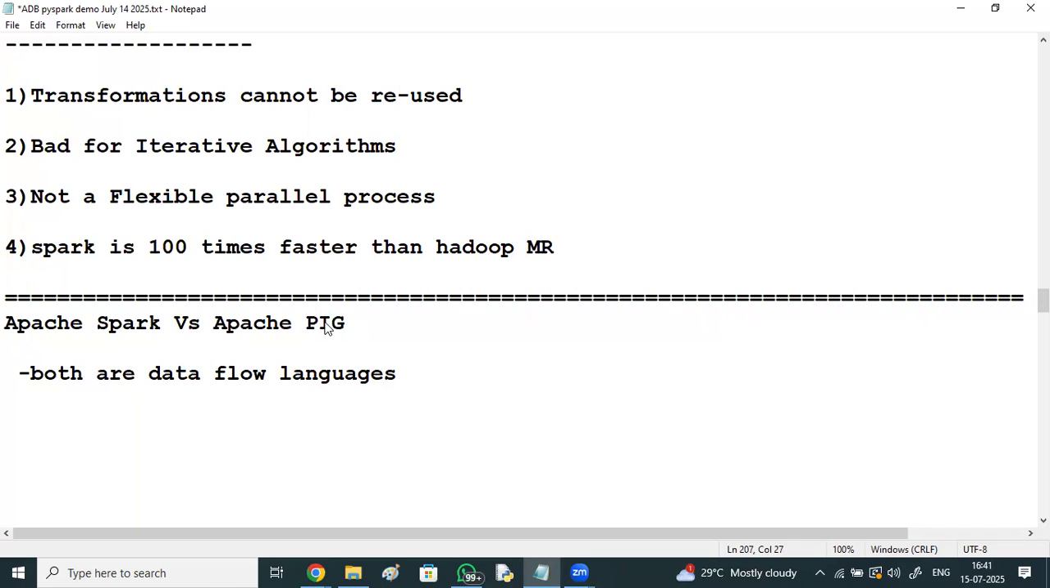In Apache Pig, we have the Pig Latin language. Pig Latin is a scripting language, with very, very little coding. Around 100 lines of Java code we can write within 6 to 7 lines using Pig Latin. So developers got attracted towards Pig Latin and Apache Pig because of this very little coding, right? But slowly, when Apache Spark was introduced, Apache Pig got outdated. Both are data flow languages only.